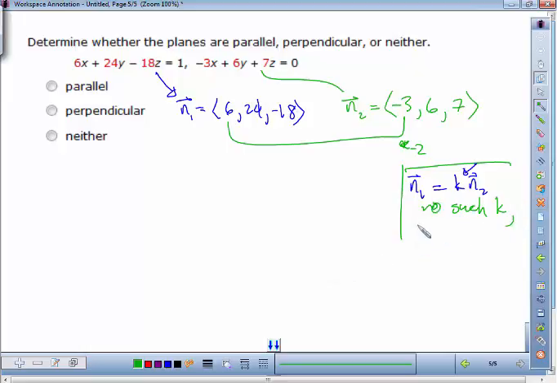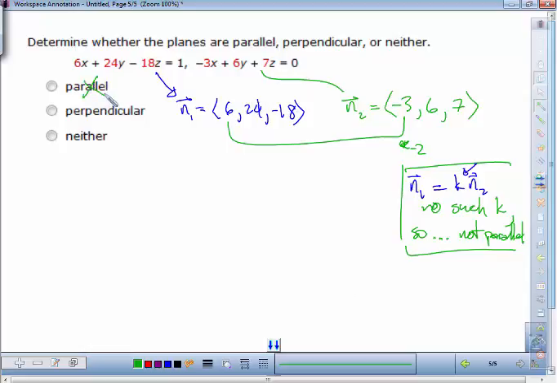No such k, so we can conclude that this is not parallel. Okay? So we could check if they're perpendicular by taking the dot product of the two normal vectors. And if you get them to equal 0, then you can say the two planes are perpendicular.